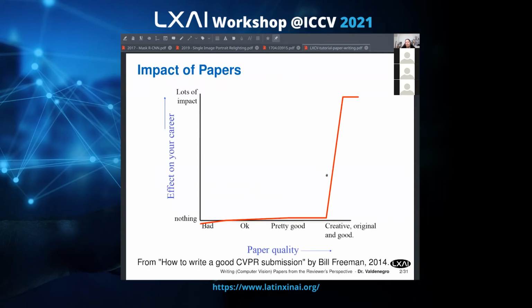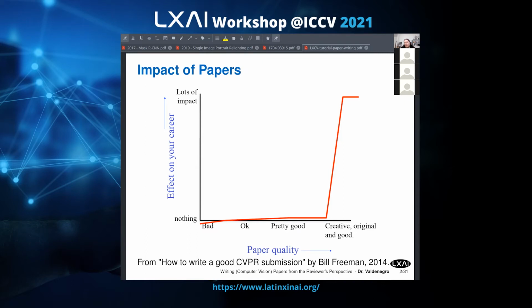And here I got a very nice plot. You've probably seen it many times because this is a very popular figure made by Bill Freeman in 2014. I got it from this tutorial/talk, how to write a good CVPR submission. And it shows what is the effect on your career in terms of impact, varying with different kinds of paper: a bad paper, an okay paper, a pretty good paper, or a creative, original, good work. So you see if you have a bad paper, yeah, maybe you have a negative impact, but it's very small.